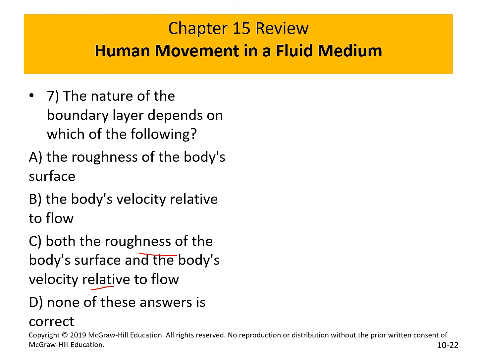So what is this? The velocity of the body relative to the flow, it is the velocity of the body minus the velocity of the flow, correct? Keep that in mind. It is the relative velocity between the two that is going to create the boundary layer, which are going to create a drag for us on the liquid. Does that make sense for us?